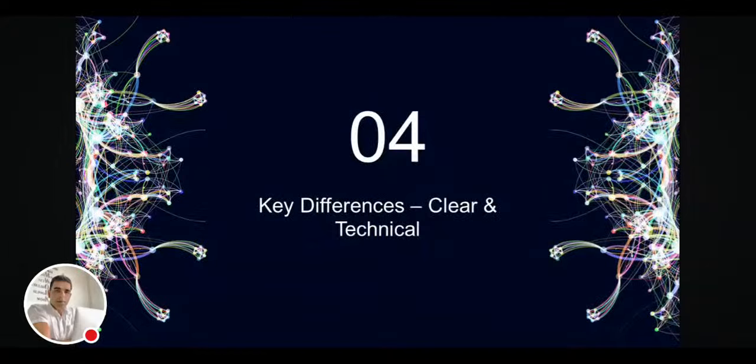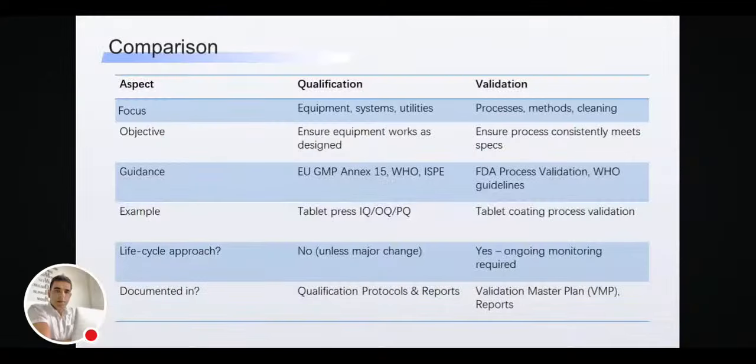Now let's see the clear and technical key differences between qualification and validation. Let's quickly break down the key differences between qualification and validation. First, focus. Qualification deals with equipment, systems, and utilities, like your tablet press or water system. Validation focuses on processes and methods, for example, coating tablets or cleaning tanks.